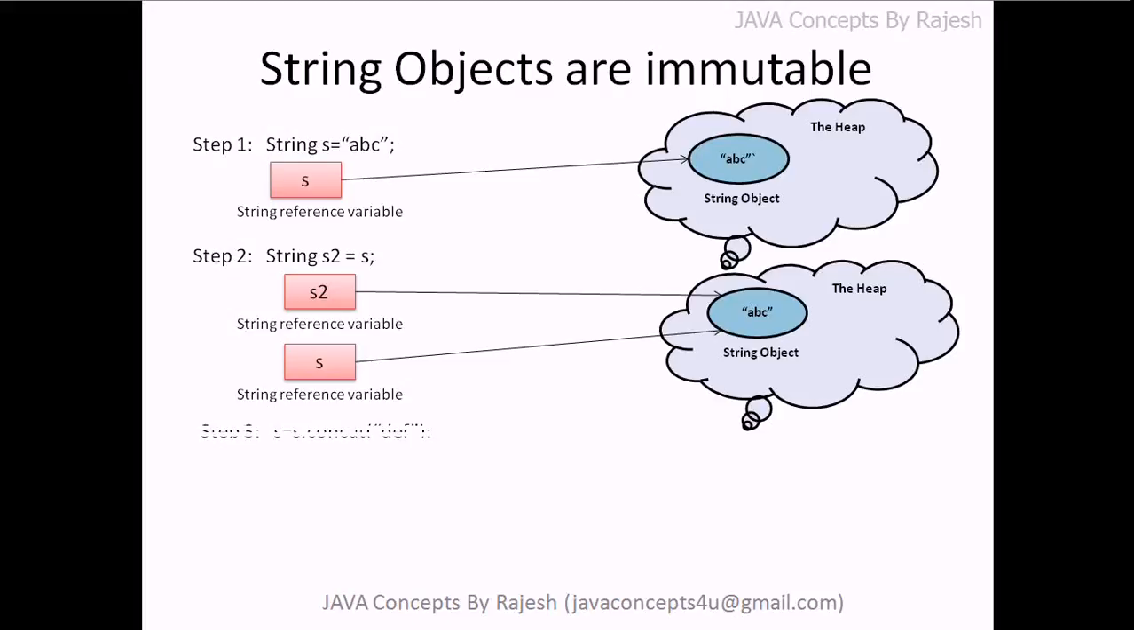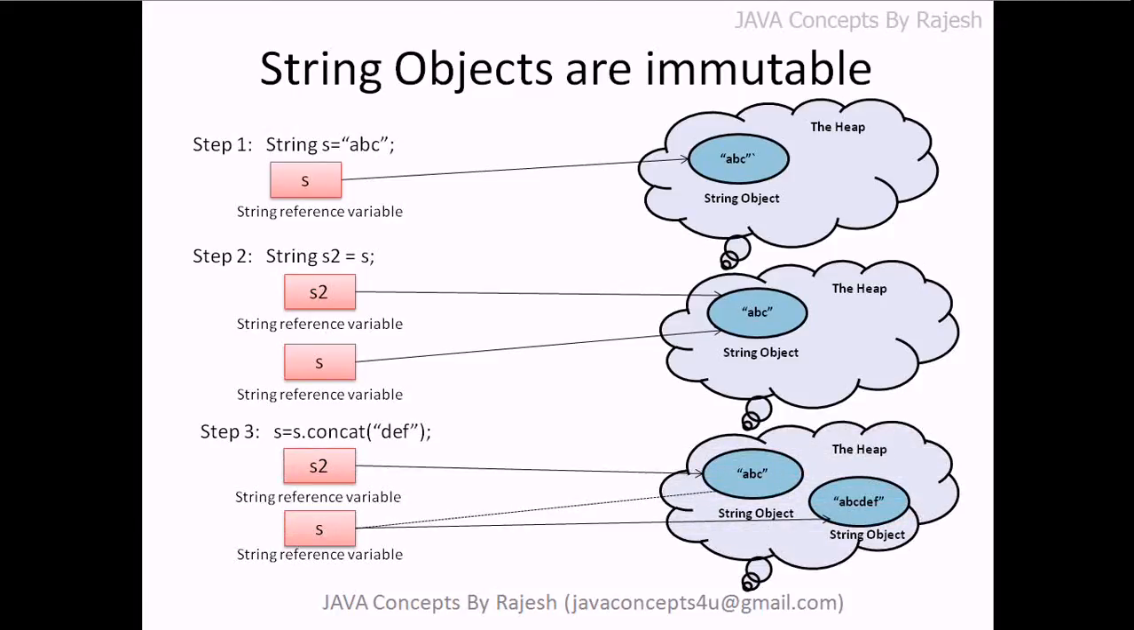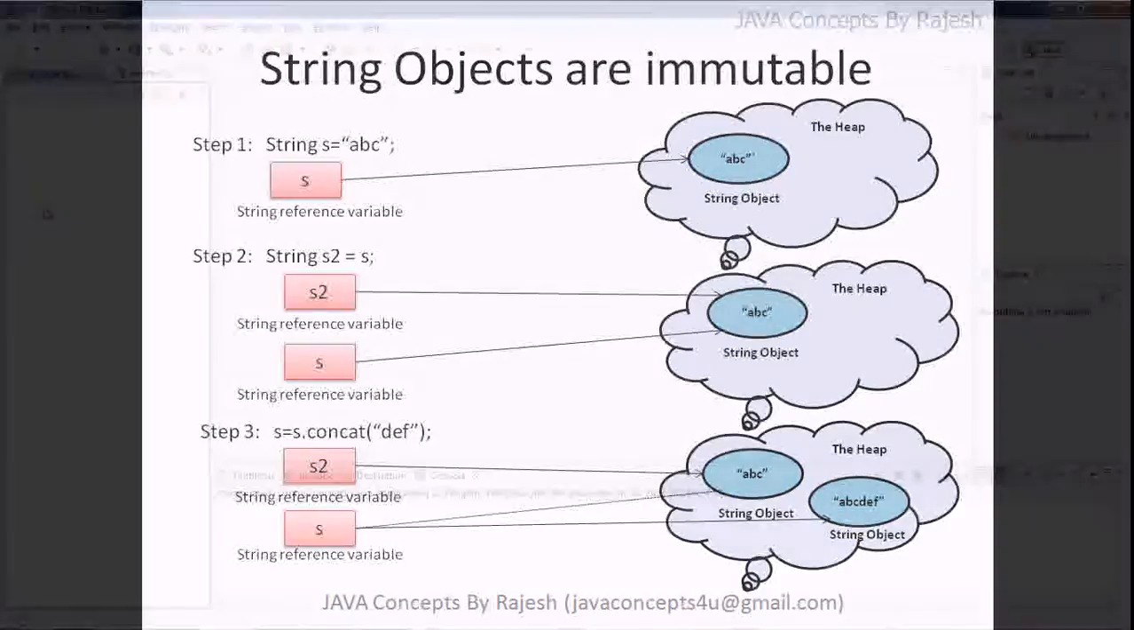And in the third step, we want to have DEF appended at the end of ABC. So we have written that S equals S dot concat DEF. Now we have a scenario like this. We have the reference variable S2 still pointing to ABC, whereas S, which was pointing to ABC, is now pointing to the new string object ABCDEF.